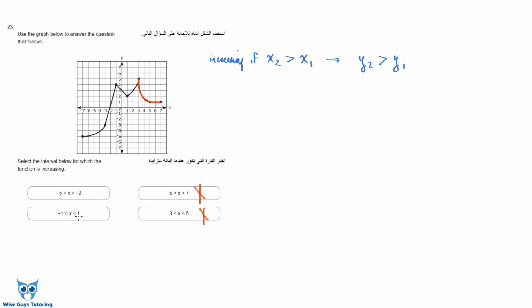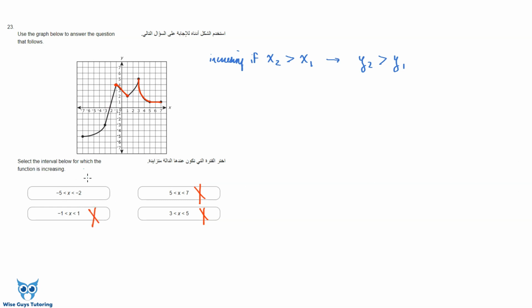Between -1 and 1, you find yourself here at x is -1, we're over here. When x is 1, we're over here. This part here, you were at y equals 4, and now you're at y equals 2. So you're actually decreasing. And then this one would be wrong.